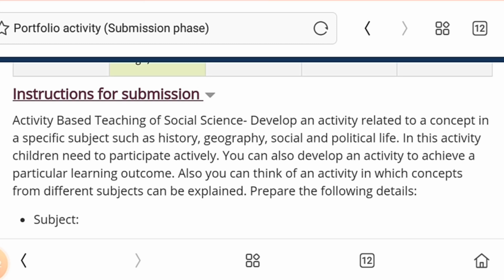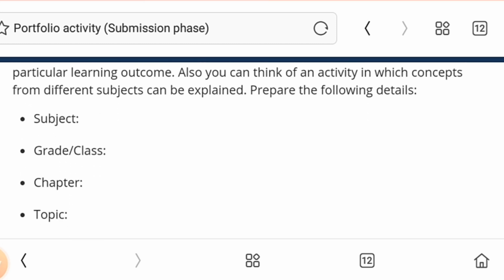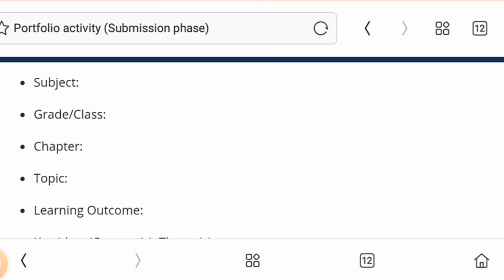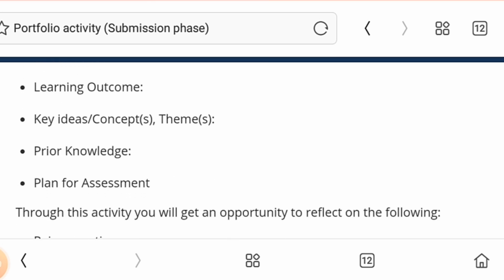Prepare the following details. I think you have understood what they want us to make in a portfolio. Then we have to keep these subheadings for that. Those are subject, grade, class, chapter, topic, learning outcome, key ideas or concepts or themes, prior knowledge, plan of assessment.